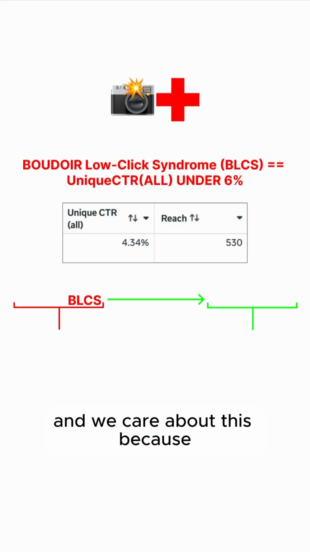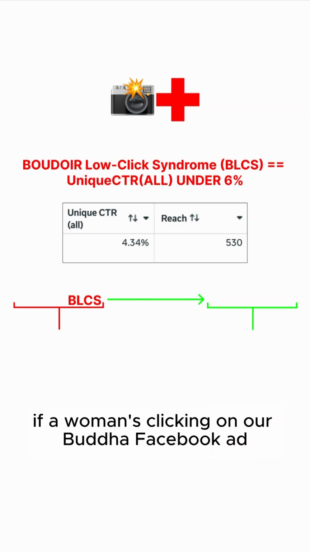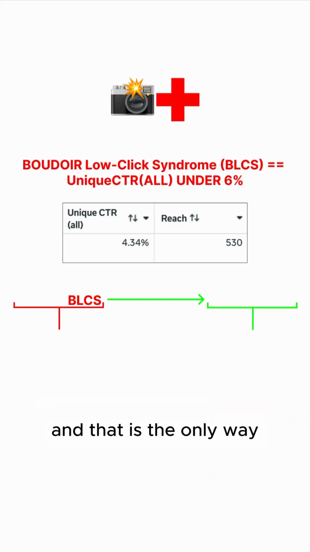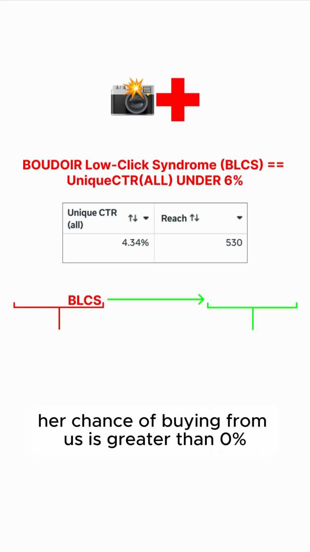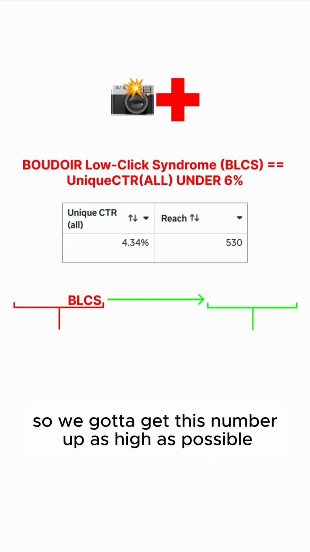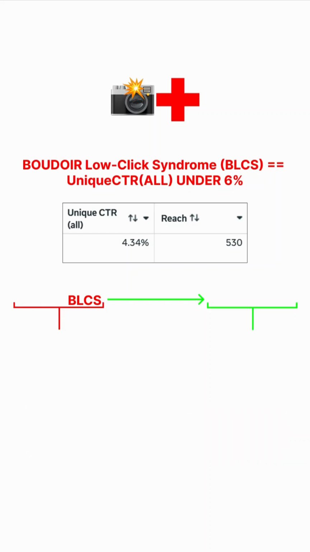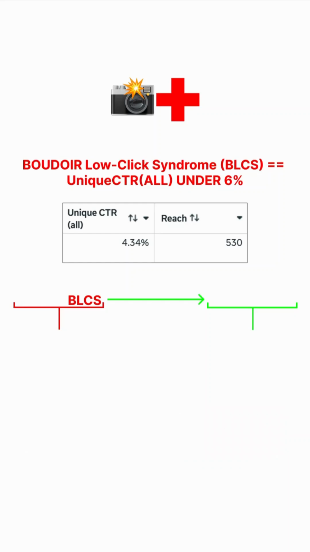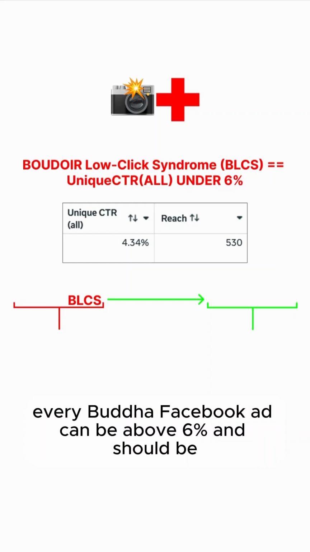And we care about this because if a woman's clicking on our Boudoir Facebook ad, that means our Boudoir Facebook ad has entered her brain. And that is the only way our chance of buying from us is greater than 0%. So we gotta get this number up as high as possible, but 6% is the minimum. Anything under 6%, we got a big problem. Every Boudoir Facebook ad can be above 6% and should be.